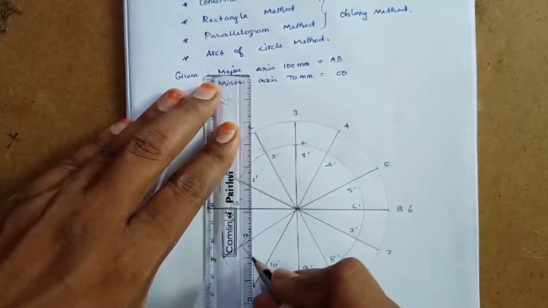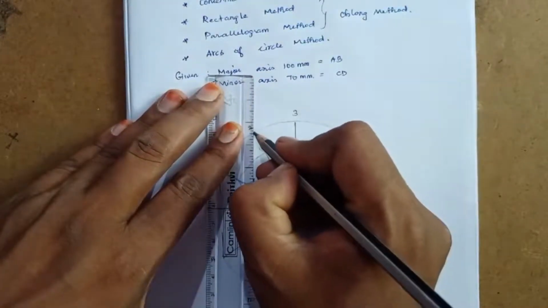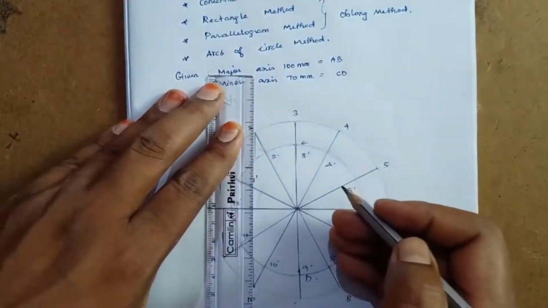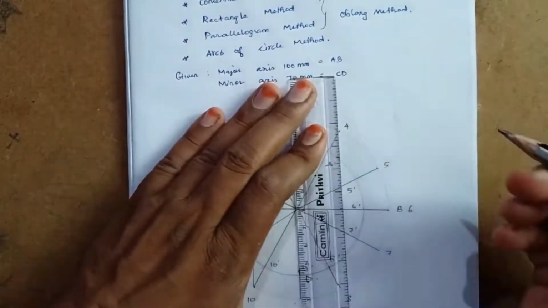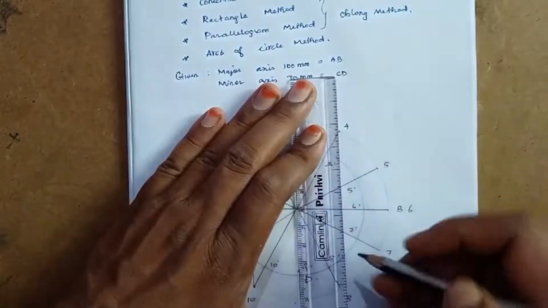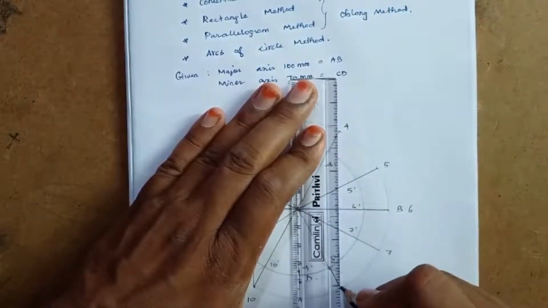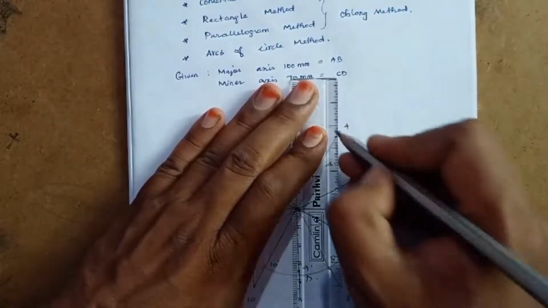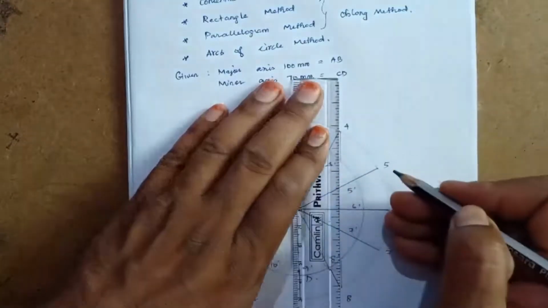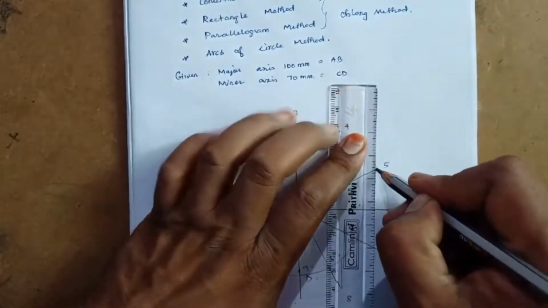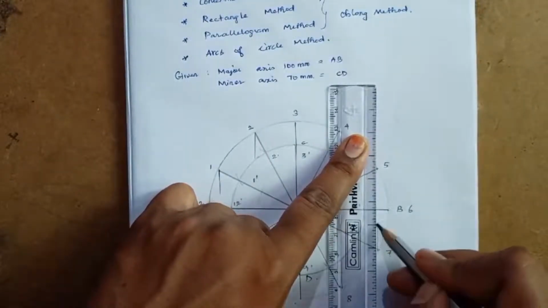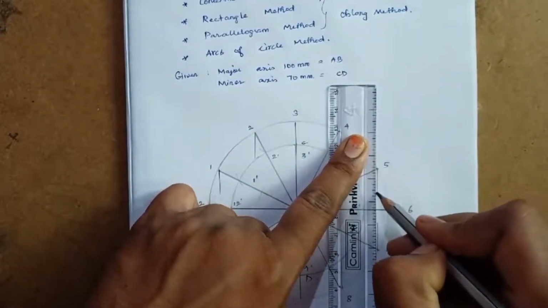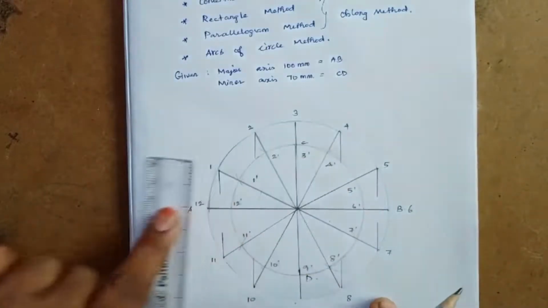So draw the vertical lines up to this. Already at 3 and 9 you have a vertical line only. Please remember, at the outer circle you have to draw the vertical lines only. So simultaneously draw the vertical lines at all the points. Now the vertical lines have been drawn from the outer circle.